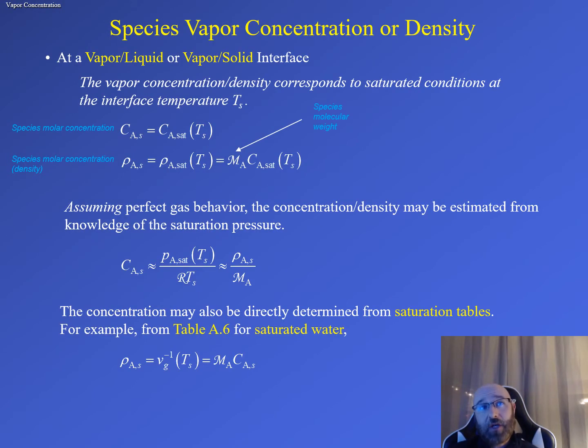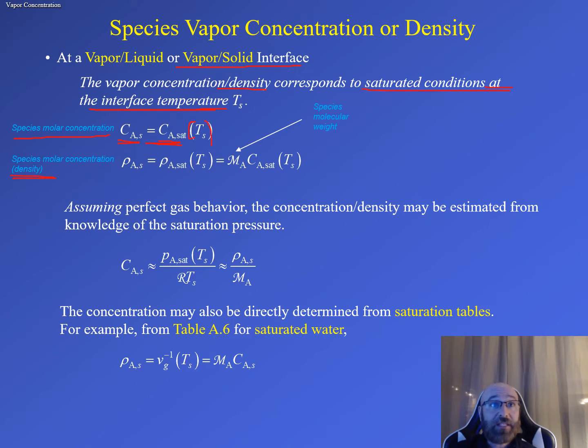So now let's take a look at our species vapor concentration or density. So at our vapor-liquid or vapor-solid interface, this vapor concentration density corresponds to saturated conditions at this interface temperature, our T sub S. So we have a couple of governing equations. If we take a look here, we go back to our table on the slide before this, we can see our species molar concentration, our C sub A right there, is equal to, now this is at saturated conditions at this interface temperature, our T sub S.